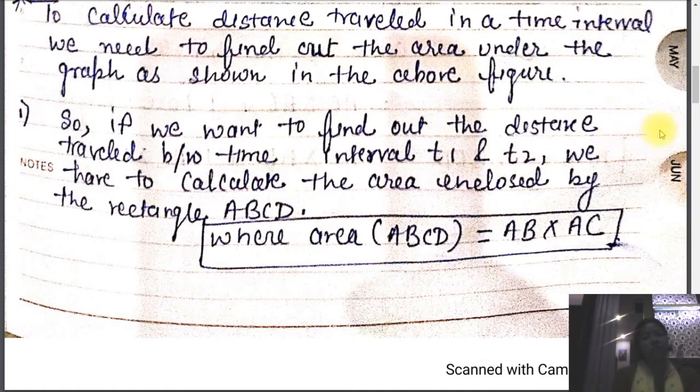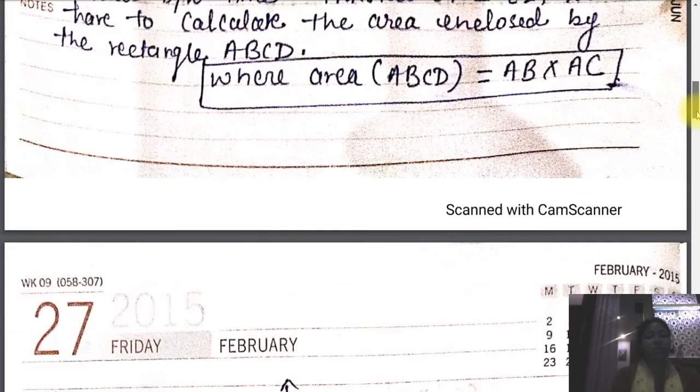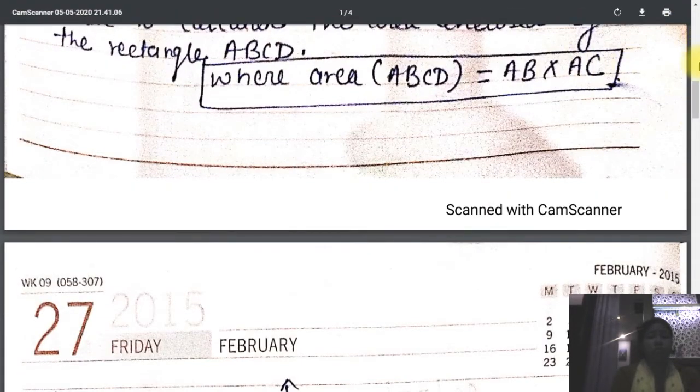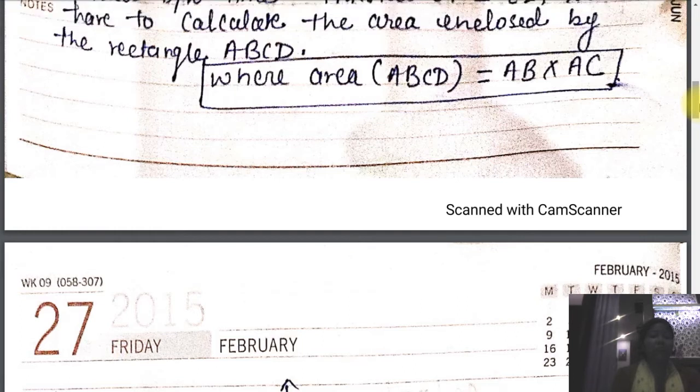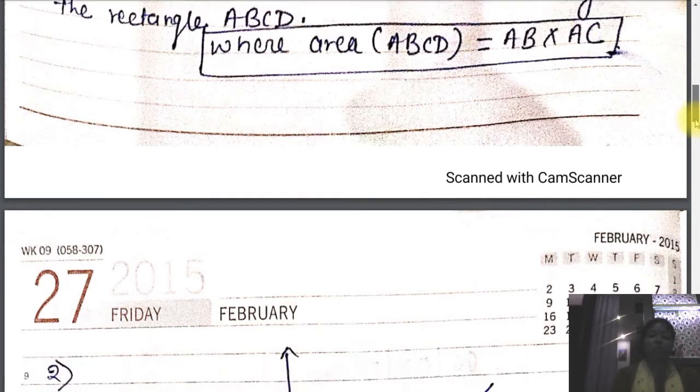So in this case we have the very first case of the velocity time graph. Whenever we have a velocity time graph for the constant velocity of the object, this is the way we can calculate the distance traveled by the object.